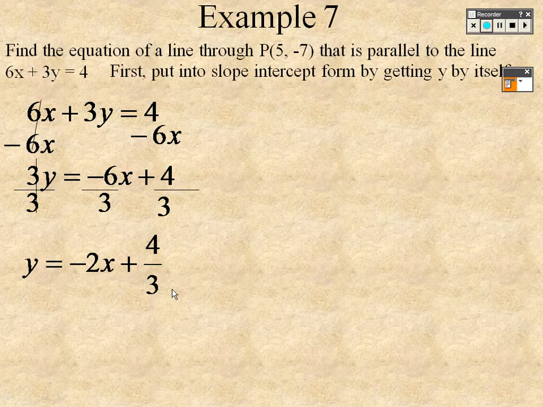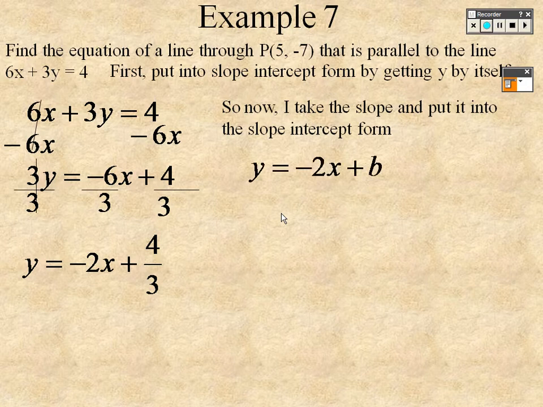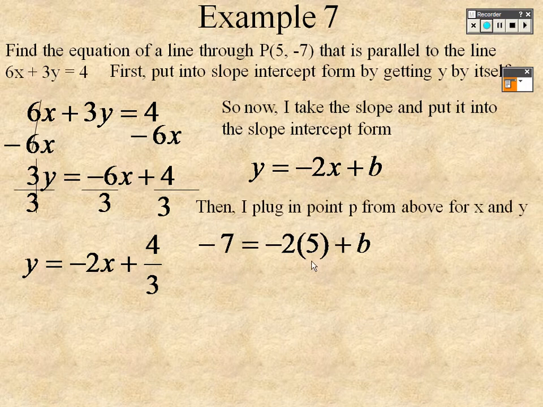So I need an equation of a line through this point that is also parallel to this line. Well, if it's parallel to this line, that means it has the same slope as this line. So this slope needs to be the same in that equation. So what I have is y equals negative 2x plus b. To find out what b is, I'm going to take this point and plug it in. That's x, and that's y. So I plug it in.